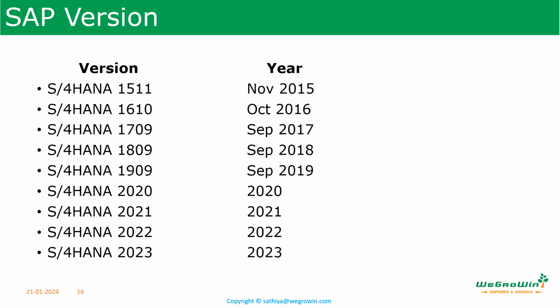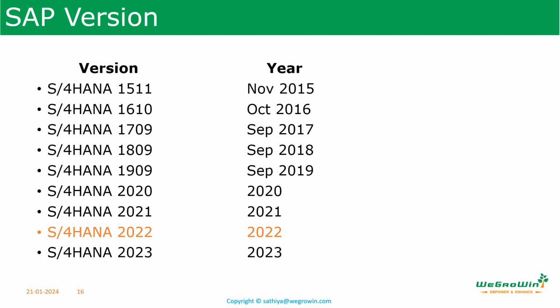So as we discussed earlier, SAP has different versions. For example, initially it had a month and year combination. November 2015 meant it was 1511. October 2016 meant it was 1610. Like this, it was there. Now it is based on the year since 2020. So the version we are using for this course is S4 HANA 2022, which was released in 2022.